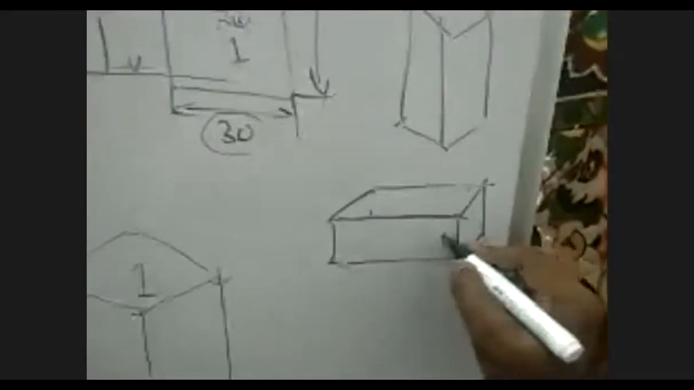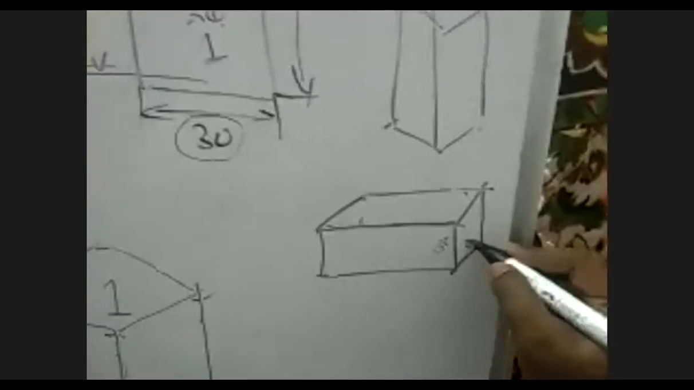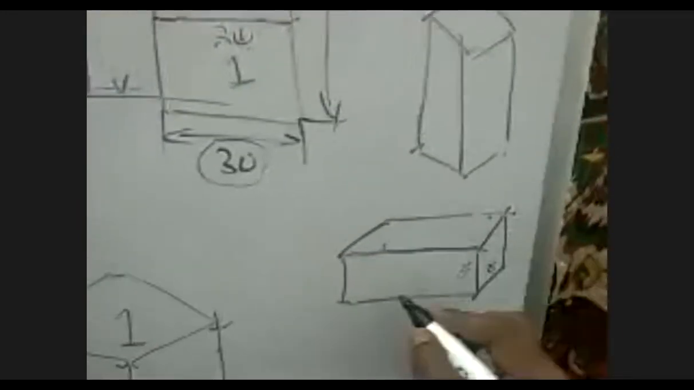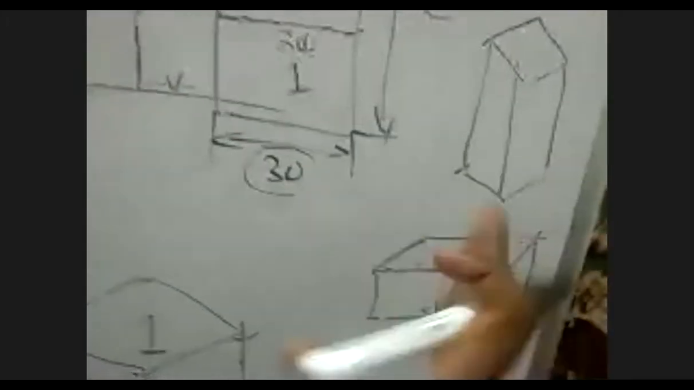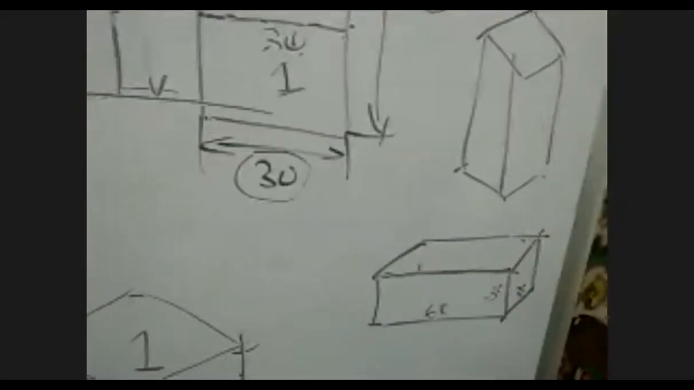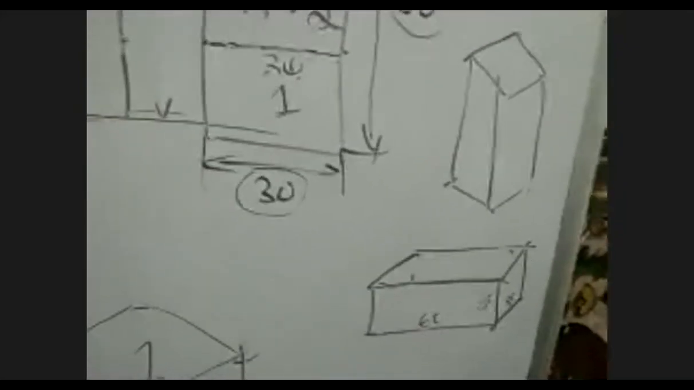What is this height? 30. What is this width? 30. So 30 by 30 square, axis length 60. Is it not a square prism in sleeping position? Yes or no? Yes, sir. So how to do this?